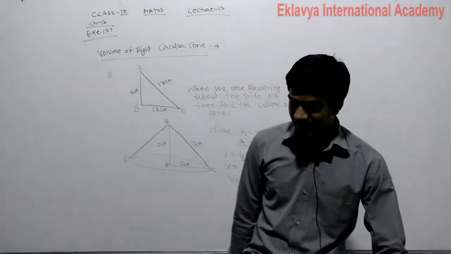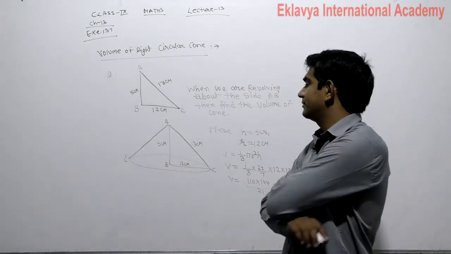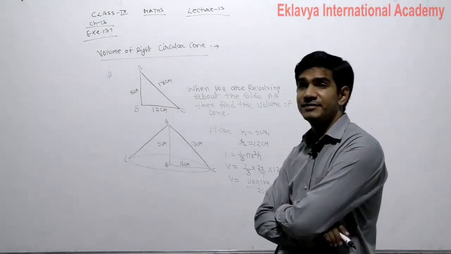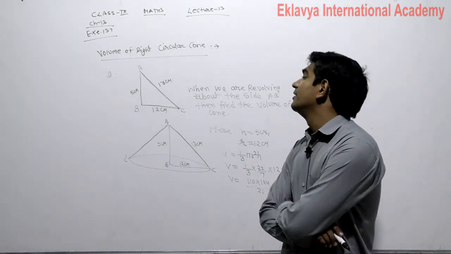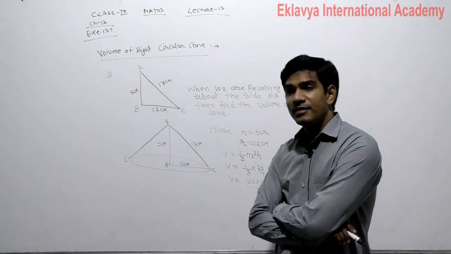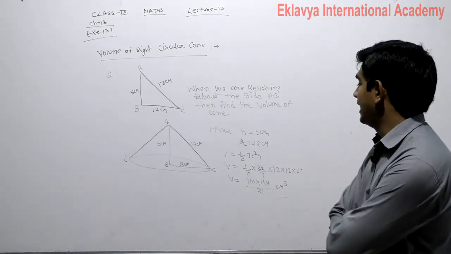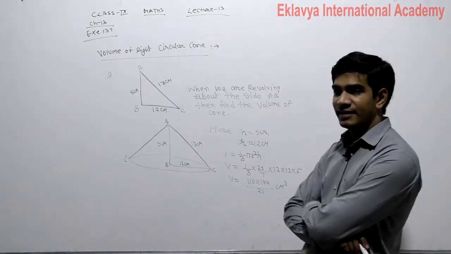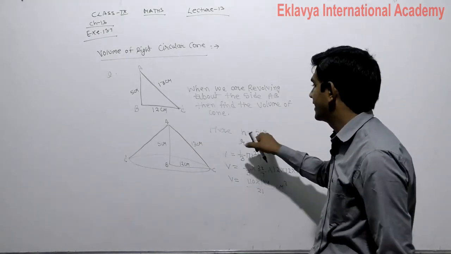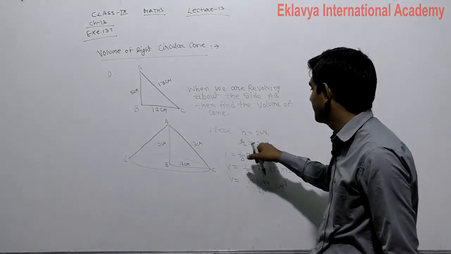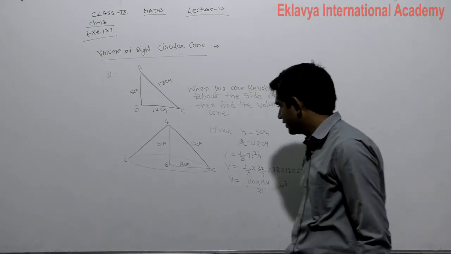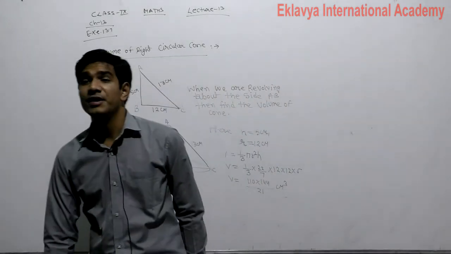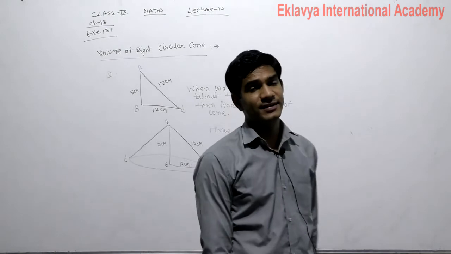So in that case, the radius becomes 5 centimeter. Second thing, height becomes 12 centimeter and slant height is the same as it is, 13 centimeter. Now height क्या बनेगी? 12 centimeter, radius is 5 centimeter. Solve using the cone formula 1/3 pi r square h.